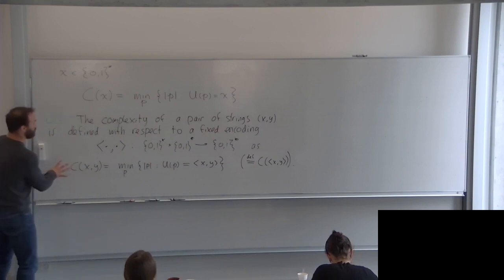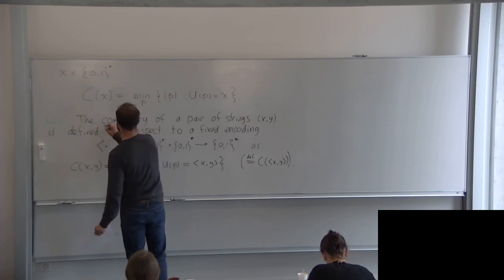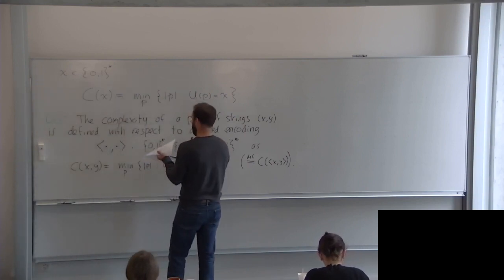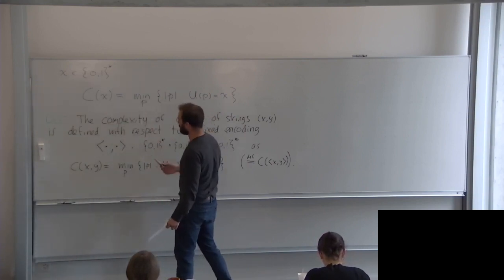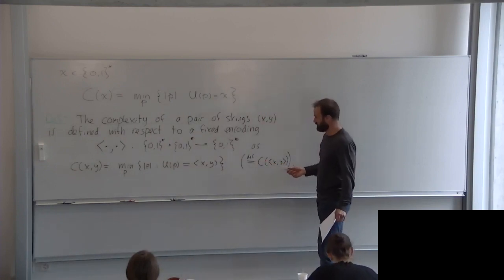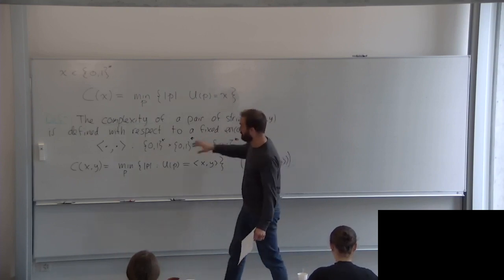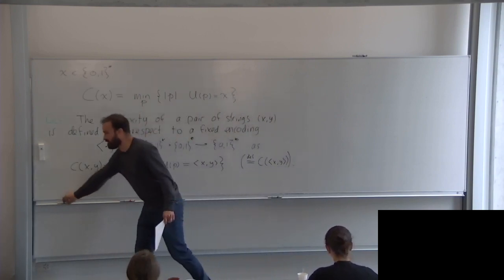Okay, now we have the complexity of a pair. We have the complexity of a single object. Basically, there's nothing fundamentally new in the complexity of a pair, as you can see from this. You just need in the background a fixed procedure to encode a pair.